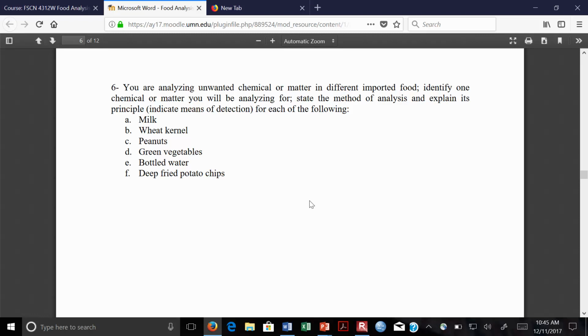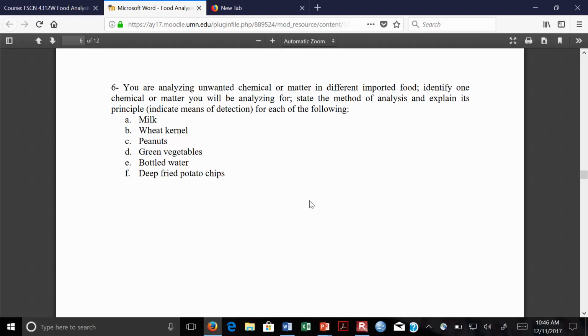State the method of analysis and explain its principle. Indicate means of detection. So a lot of these could be an immunoassay. It could be an HPLC-MS method, like pesticides. Milk, the antibiotics is a charm test. It's an immunoassay. So for each one of those, you would state the method and very briefly describe its principle. Okay? And then it's very important to state the means of detection.